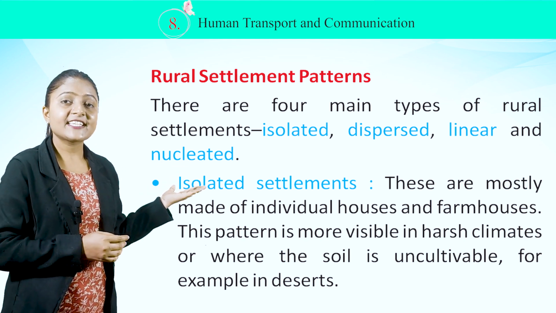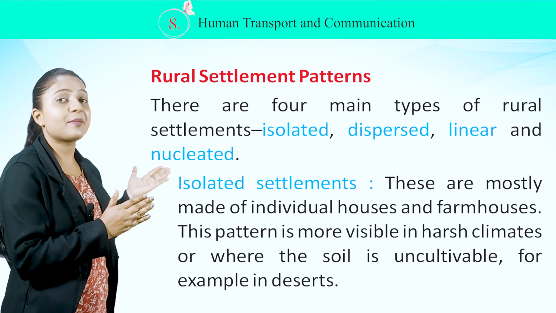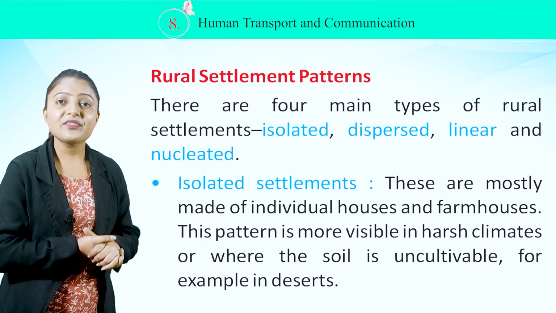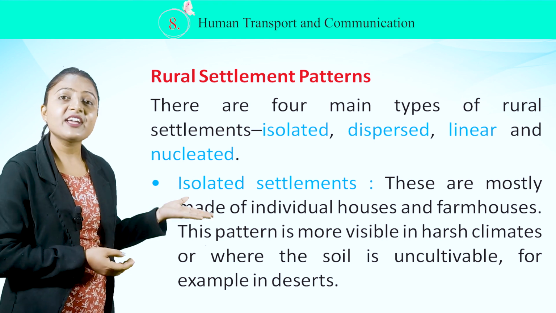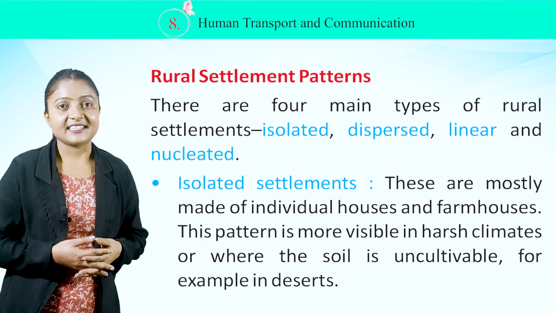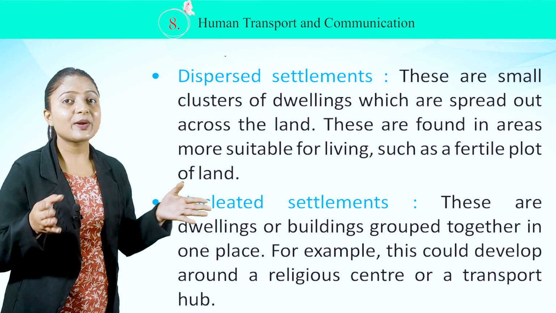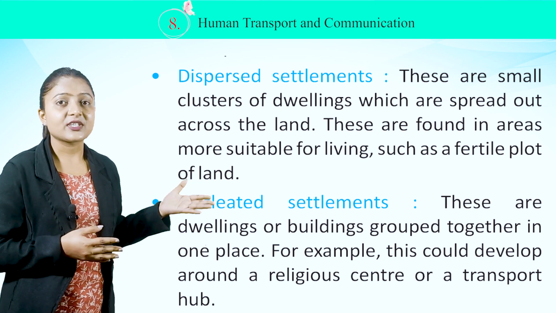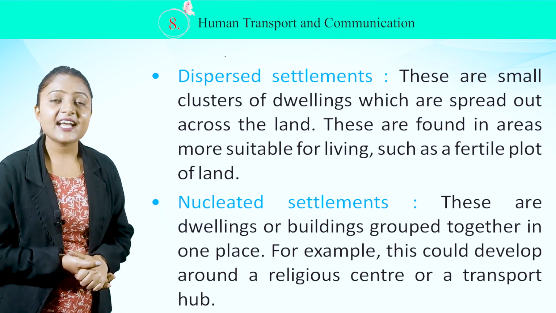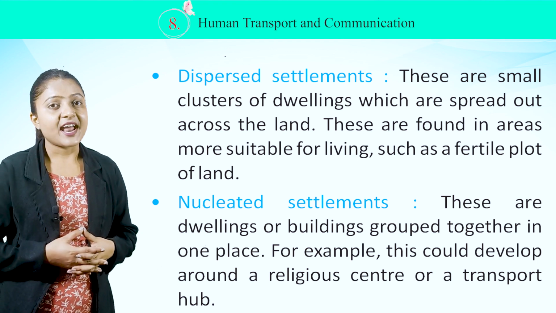Isolated settlements. These are mostly made of individual houses and farmhouses. This pattern is more visible in harsh climates or where the soil is uncultivable. For example, in deserts. Dispersed settlements. These are small clusters of dwellings which are spread out across the land. These are found in areas more suitable for living, such as a fertile plot of land.